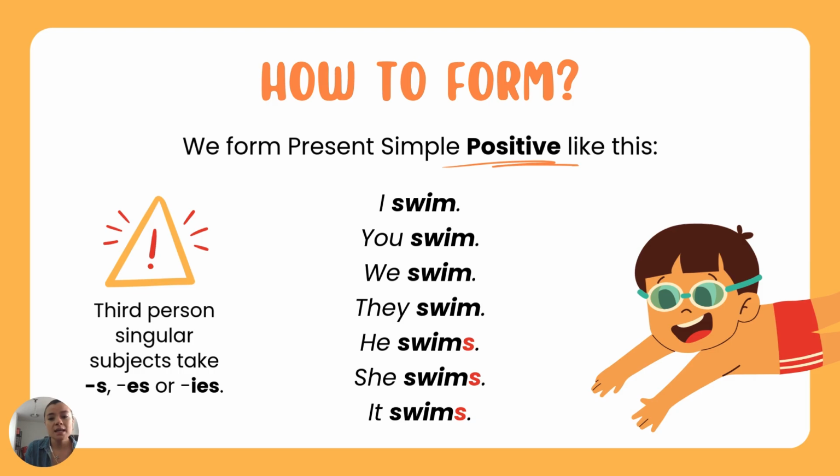When you use ies, for example, with the verb study, that verb ends with a consonant plus y. When you have a consonant plus y, that y is going to be changed for i and you add es. So study becomes studies. And remember, you are going to use s, es, or ies at the end of the verb only when you have third person singular. So if you analyze the examples that we have here, you have he swims, but we have you swim. And that is why, because of that third person rule that I just mentioned.